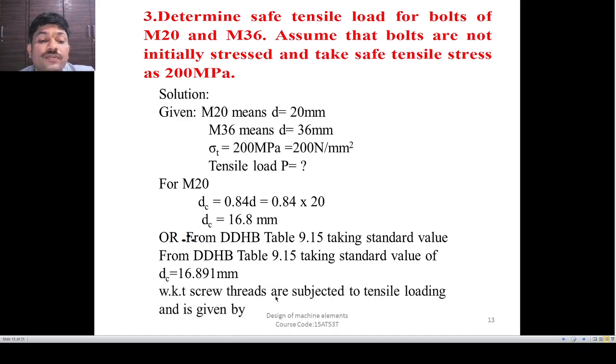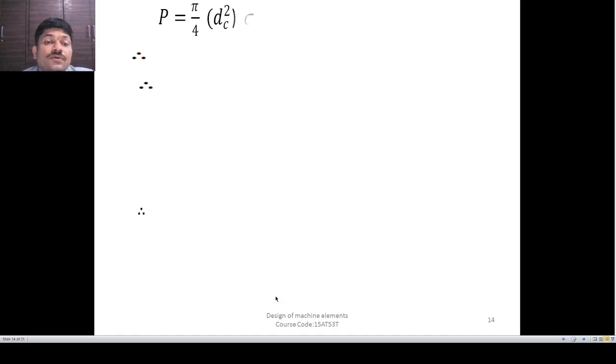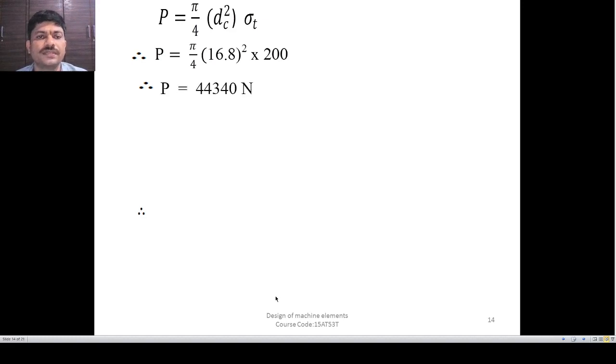Therefore, we know that screw threads are subjected to tensile loading. It is given by the equation P is equal to pi by 4 dc square into sigma t. Now substitute the value: P is equal to pi by 4 dc square, put the value 16.8 square into 200. Simple calculation.